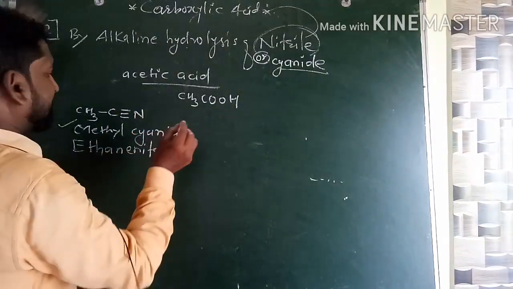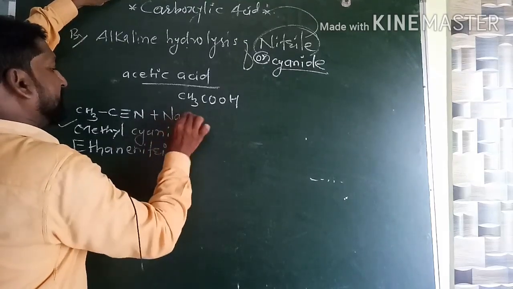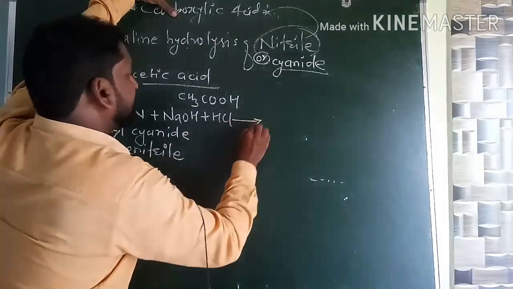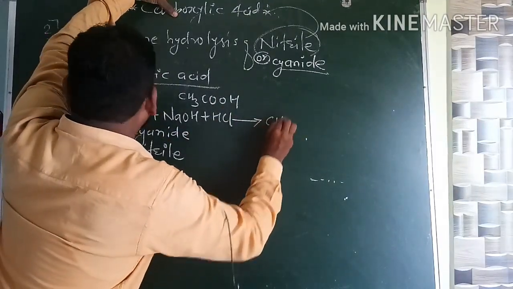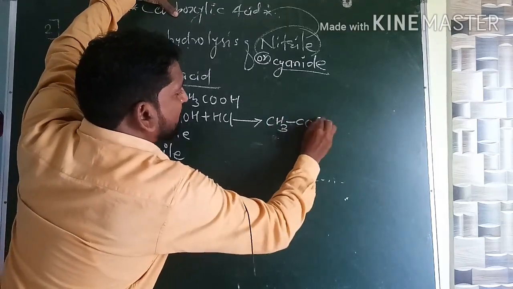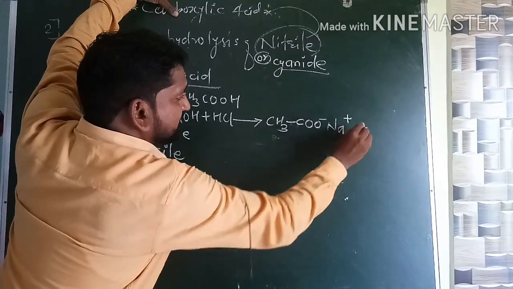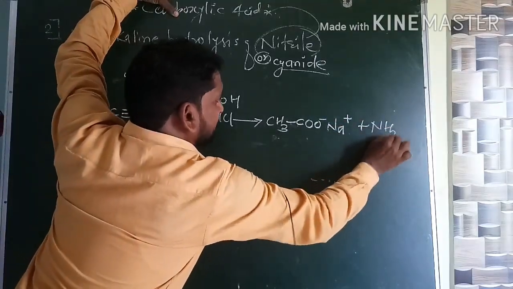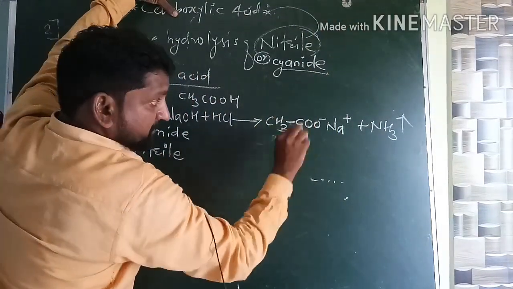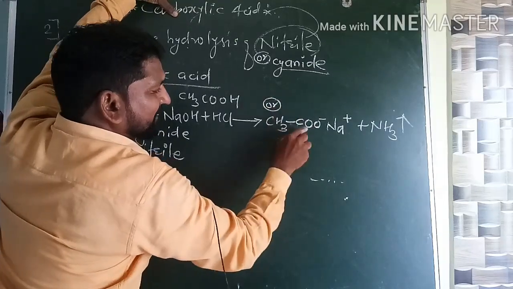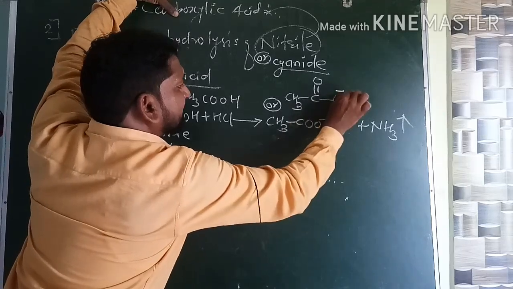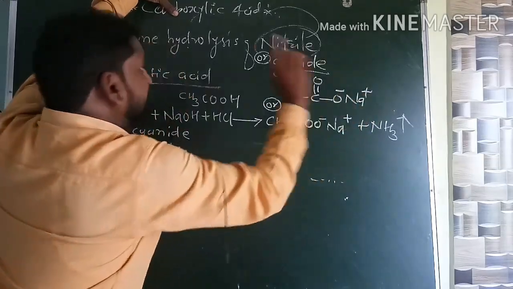Okay, ethane nitrile plus NaOH plus HCl. It will give you the corresponding carboxylic acid. What is that? CH3COO⁻ Na⁺. Whenever there is a plus-minus it is a salt, and ammonia gas is liberated. That's why there is an upward arrow. You can write it like this, or see here everybody, I can write the same structure like this, CH3C double bond O⁻ Na⁺. You can still write like that.